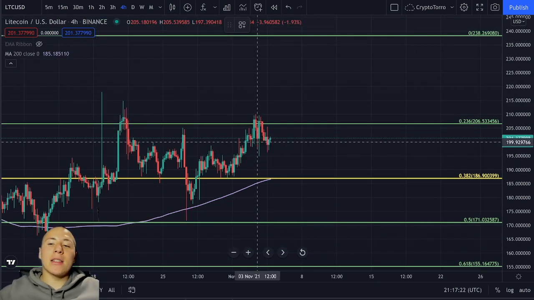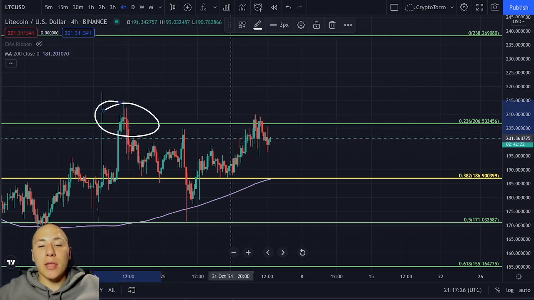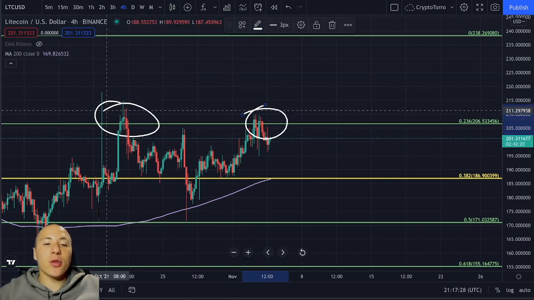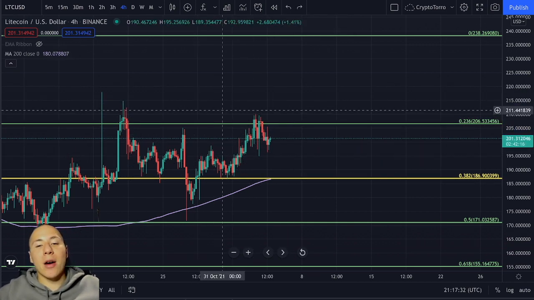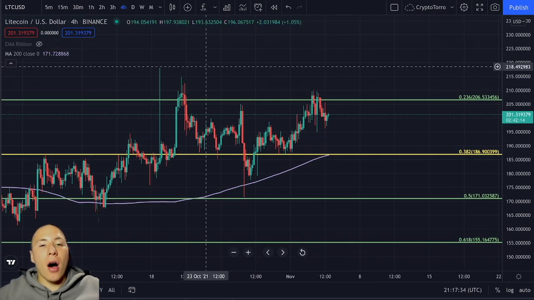What we have seen is that the 0.236 level at $206 has been a major level of resistance. We have been rejected twice at this area. So therefore, I would like to take a look at right now what the possible scenarios are on Litecoin.